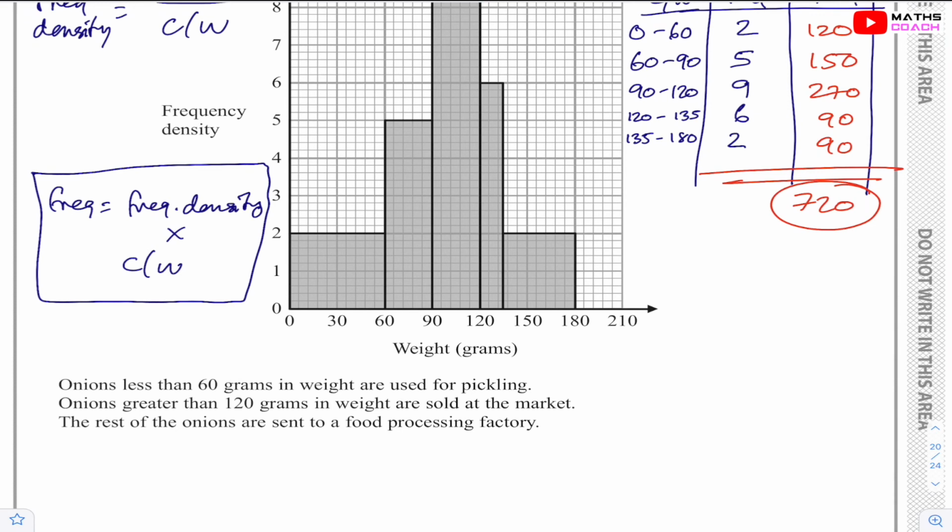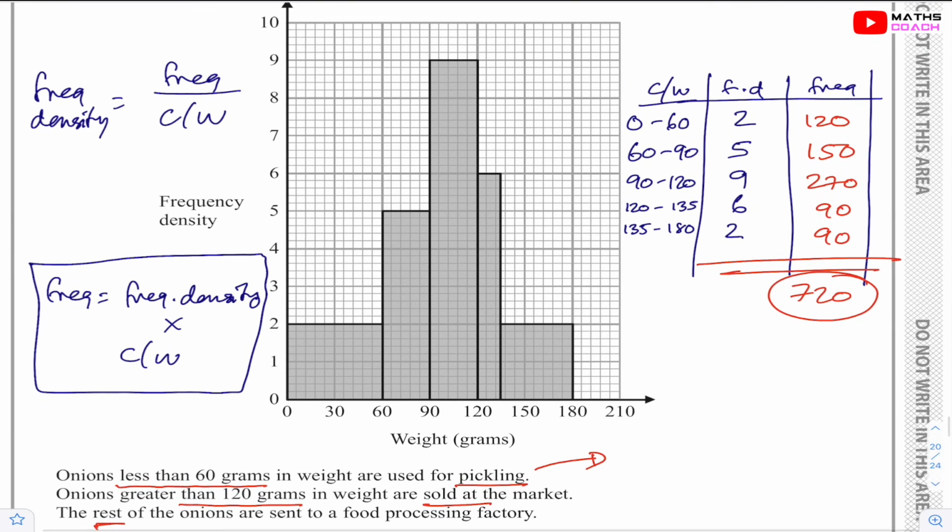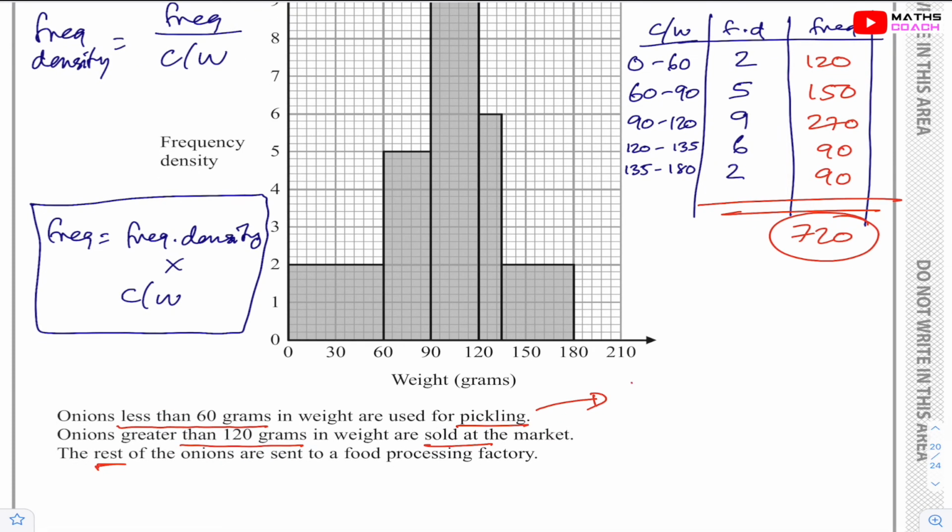And we are told that onions that are less than 60 grams in weight are used for pickling. We are told that the onions greater than 120 grams in weight are sold at the market, and the rest of them are sent to the food processing factory. So how many onions are less than 60 grams in weight? Let's look at our table. This is why we drew our table. So we can see on our table that between 0 to 60 grams in weight is 120 onions. So 120 onions are sent for pickling.